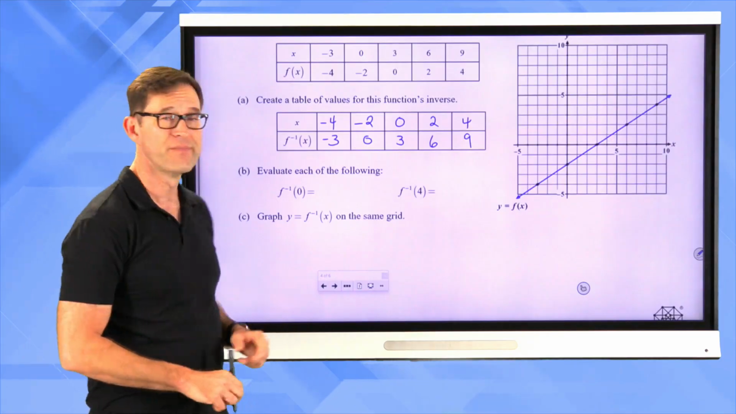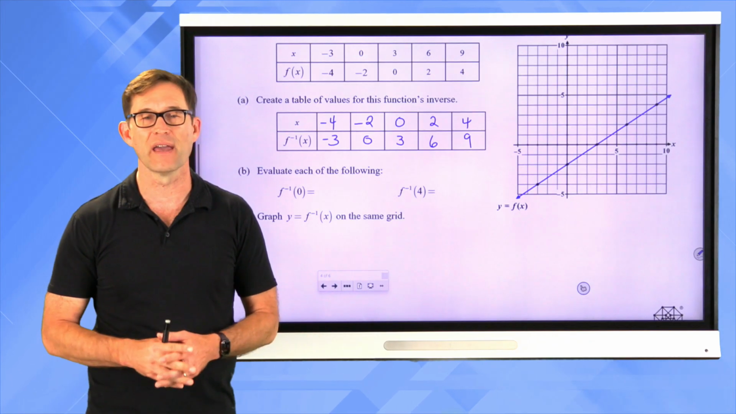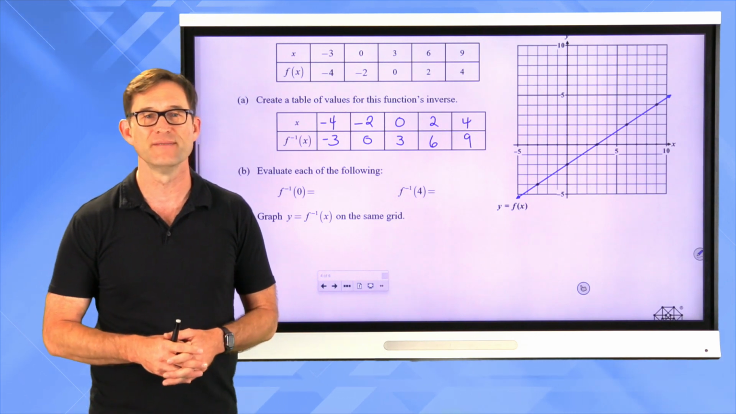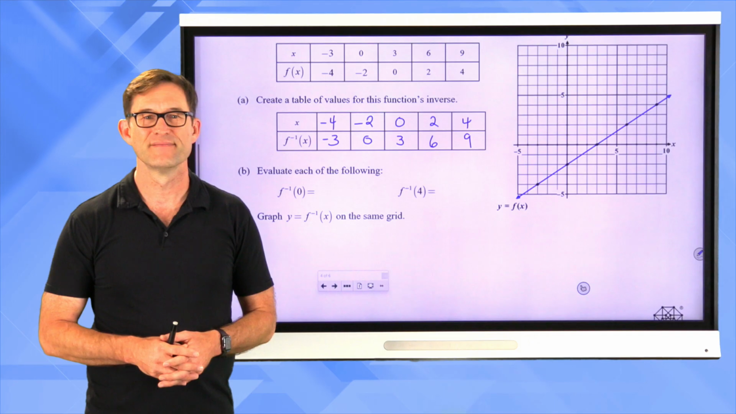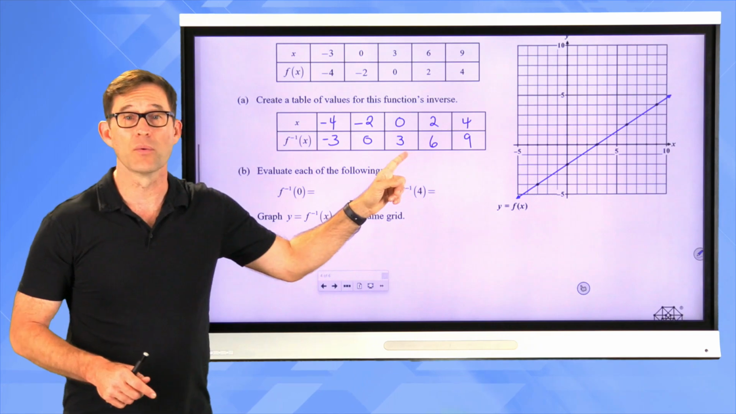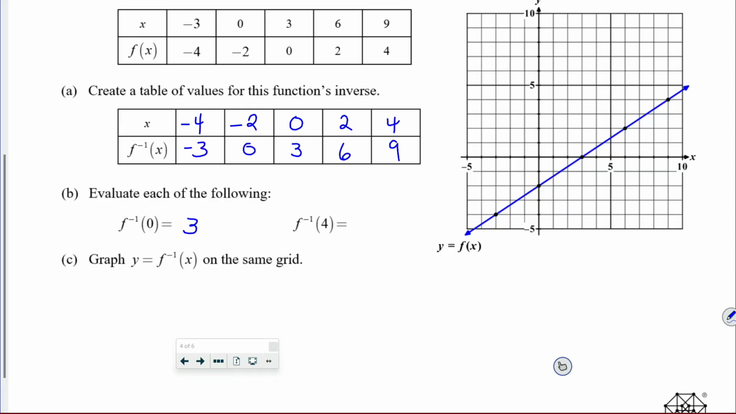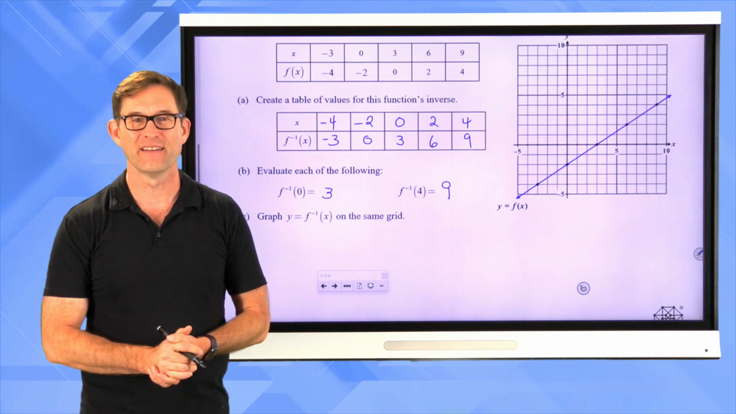Letter B. Evaluate each of the following. F inverse of 0 equals, and F inverse of 4 equals. And this should be a piece of cake. Pause the video now and fill that in. All right. Well, we can just literally read this table. F of 0 equals 3, and F inverse of 0 is equal to 3, and F inverse of 4 is equal to 9.